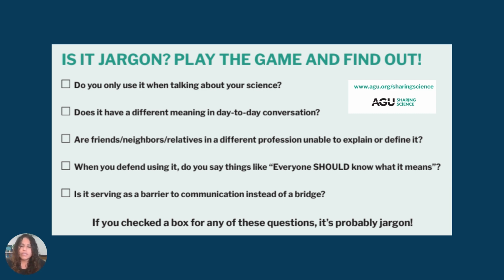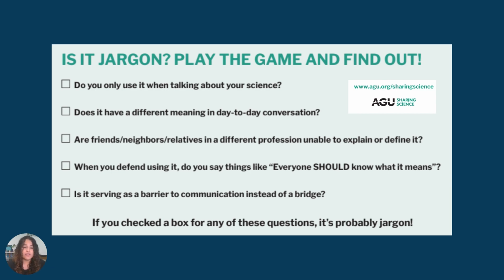So do you only use it when talking about your science? Does it have a different meaning in a day-to-day conversation? Are friends, neighbors, relatives in a different profession unable to explain or define it? When you defend using it, do you say things like everyone should know what it means? Is it serving as a barrier to communication instead of a bridge? If you check any of these boxes, that means that technical term is definitely jargon. And if it's jargon, it's something that we do not really want to have in our writing.